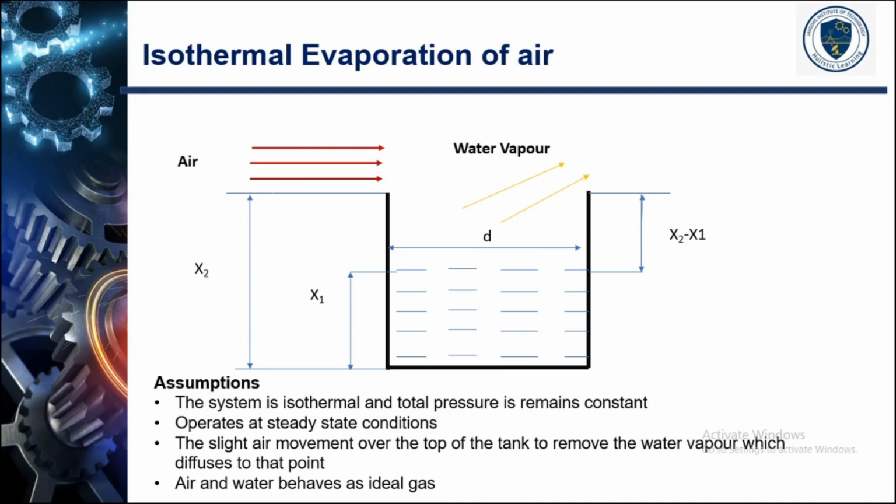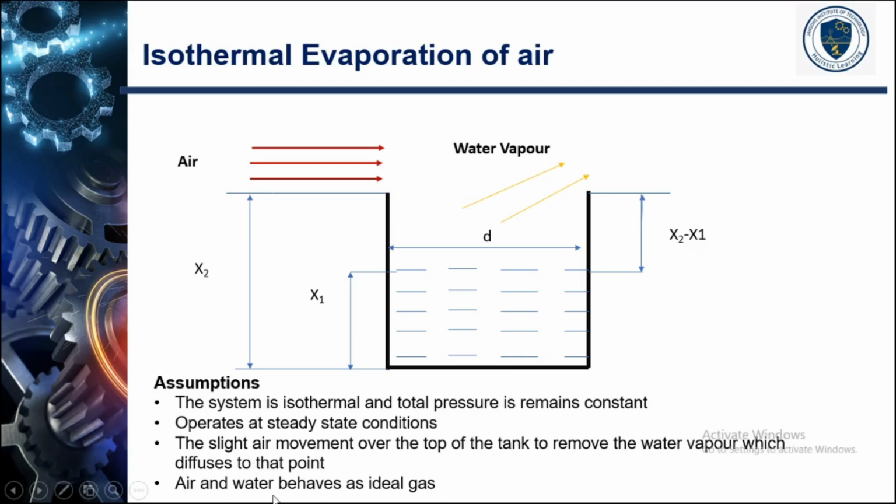To analyze the system and find the mass flow rate of air, we have to make these assumptions. The first point is the system is isothermal and the total pressure remains constant. The system operates at steady state. There is a slight air movement over the top of the tank to remove the water vapor which diffuses through the pipe.